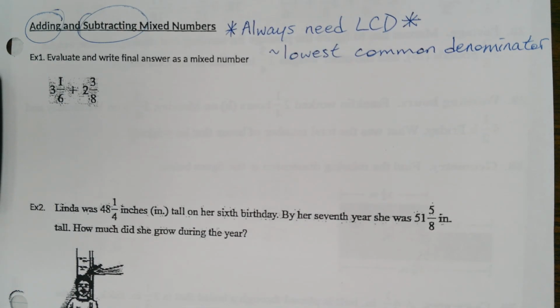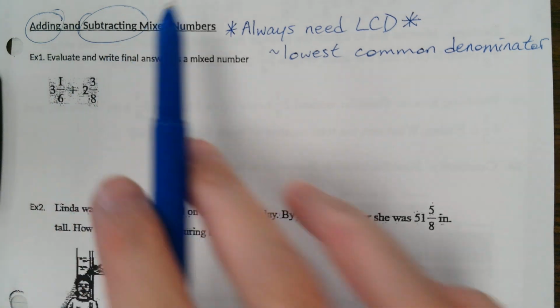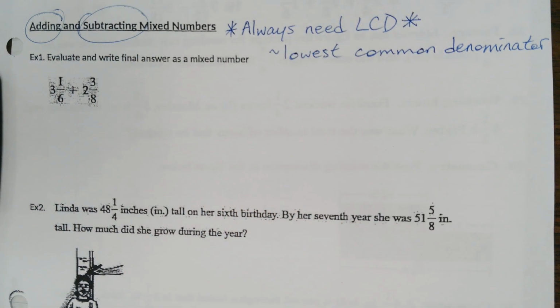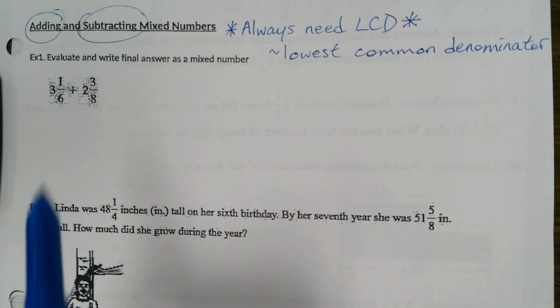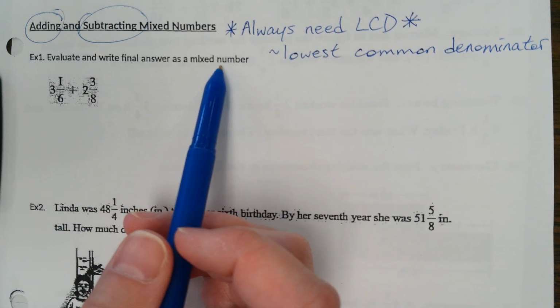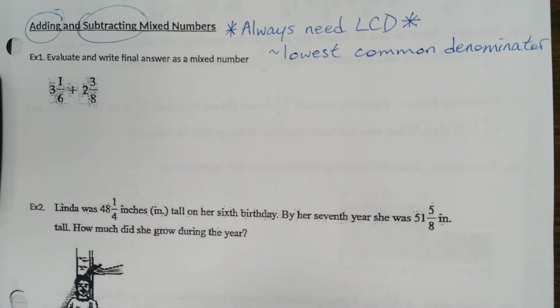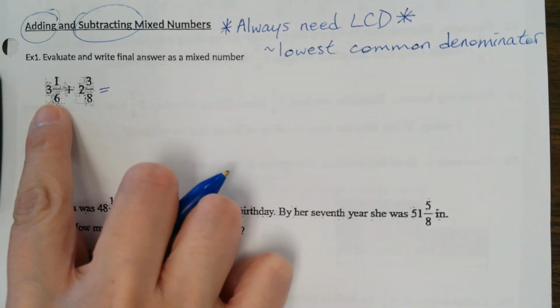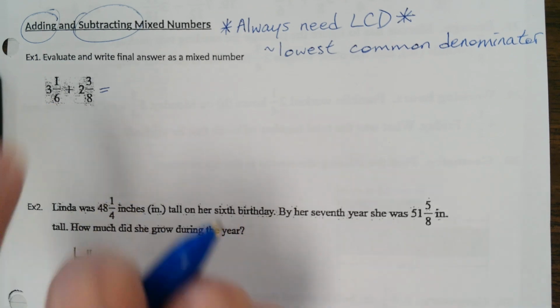All right. So whenever you add or subtract, make sure you always need LCD, lowest common denominator. It's not that much harder, but one extra step. Okay, so for the first example, evaluate and write final answers as a mixed number. So if you see this on a test, again, don't use decimals. You need to work with fractions to get full marks.